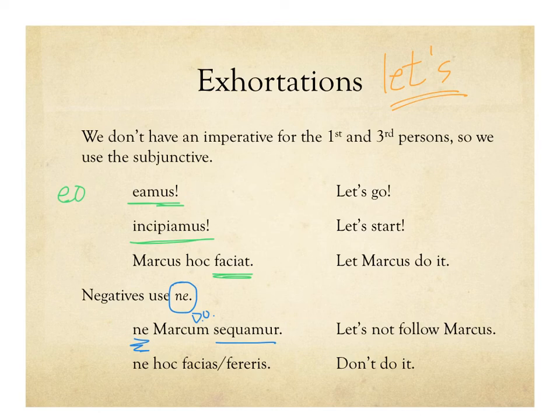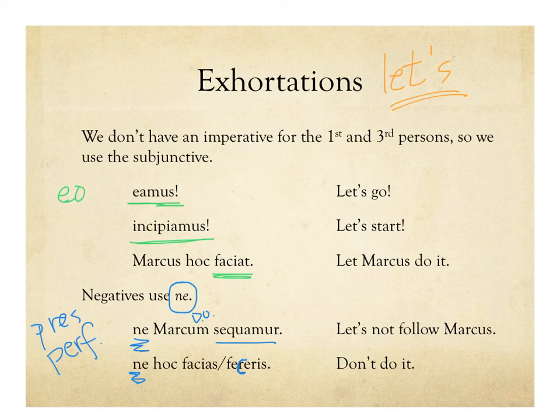You can also see when we use a negative, right, we can have either the present subjunctive or, rarely, it's not nearly as common, the perfect subjunctive. But most of the time with exhortations, either positive or negative, you'll see the present subjunctive. But here you could say, ne hoc facias, or ne hoc, that should be feceris, right? Don't do it, right? Ne hoc facias. Don't do it. Don't bother doing it.